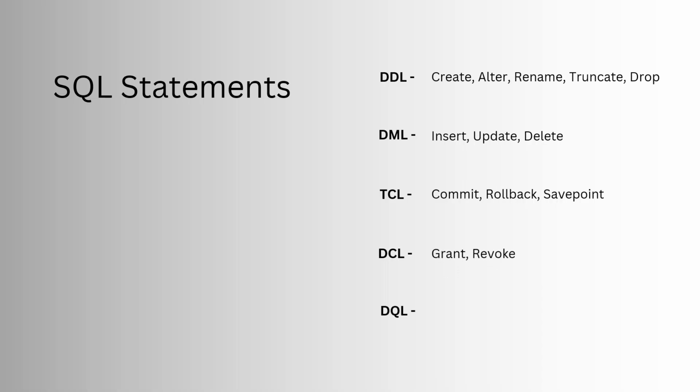Coming to DCL, using these commands, grant and revoke, we can manage user security. That means providing access or revoking access of a certain object from the user. So using grant, you can provide access to some of the users in a company for any of the objects, like a table, a package, a procedure, a function, like that.